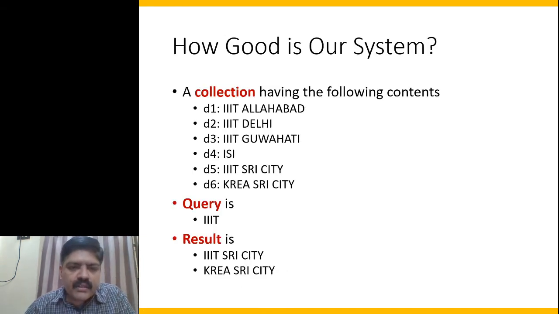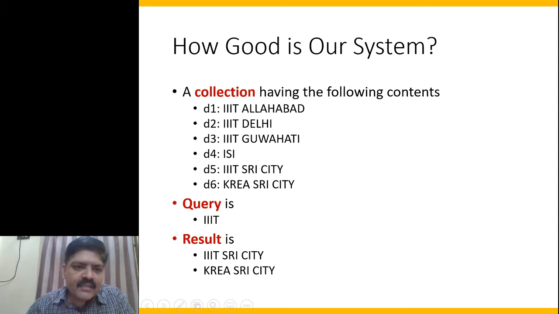Okay, so let's go back to our setting where we have a collection with 6 documents, and let's say now the query is IIIT. So I've changed the query. The query is now IIIT, and let's say the results are IIIT Sri City and Kriya Sri City. Quite obviously, there is no IIIT occurring in the second result, Kriya Sri City. So it looks like this is a poor result, while the first one looks to be okay. If you look at the collection, there are many more documents which contain IIIT in them, but those documents do not show up as well. So this doesn't seem to be a good result.